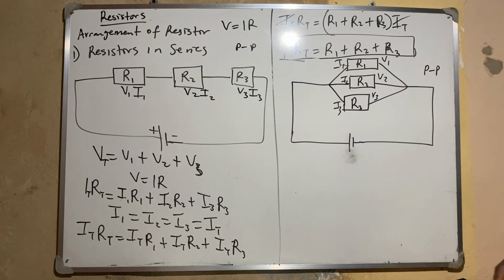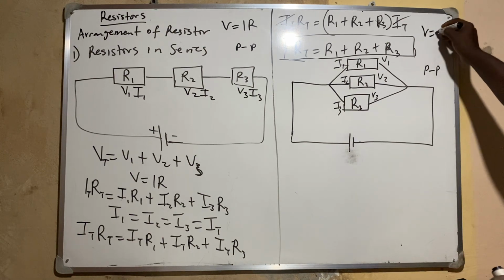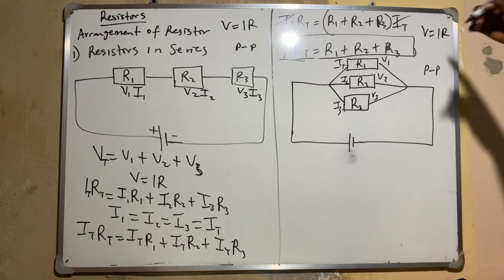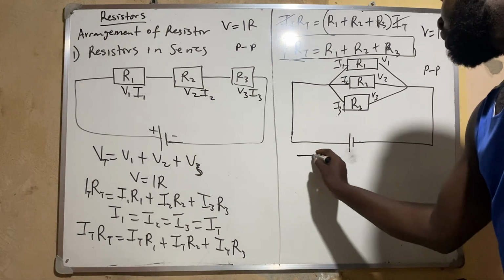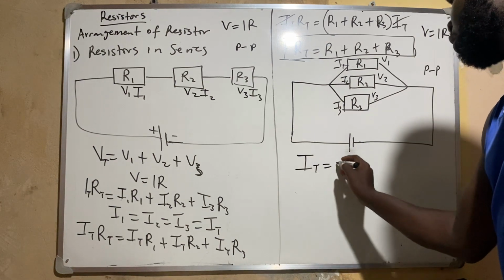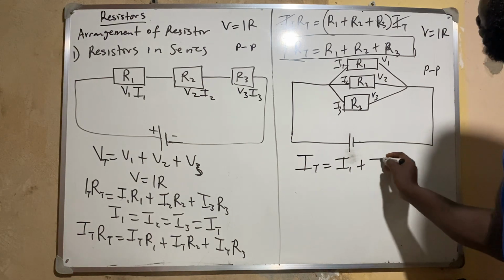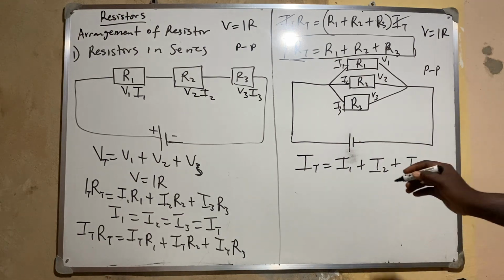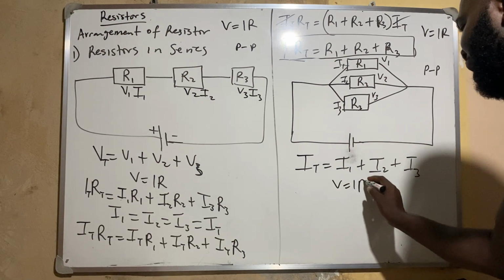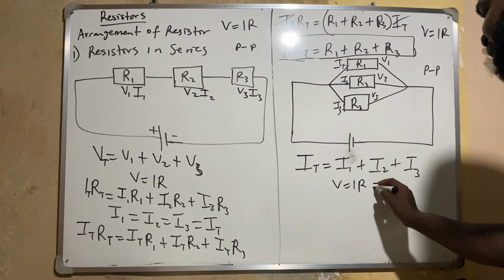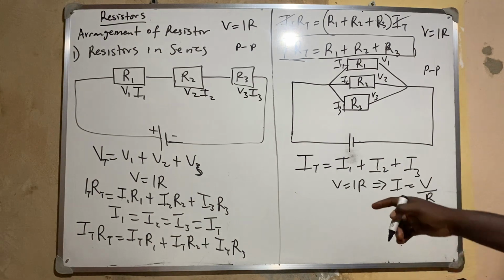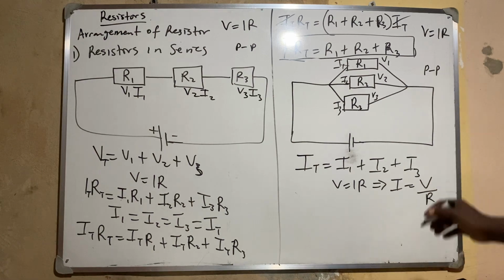And I told you, to derive your formula, you should go with the one that is not the same. So if you remember that V is equal to IR, since the potential difference V is the same, the current is not the same. So I'll say that the current total is equal to the first current plus the second current plus the third current. Very simple. I know that my V is equal to IR. So if I make I the subject of the formula, it implies that I is V over R. So anywhere I see I, I'll put V over R.